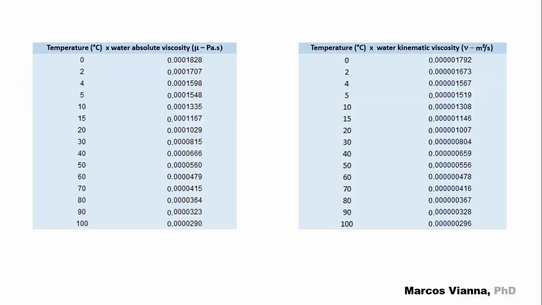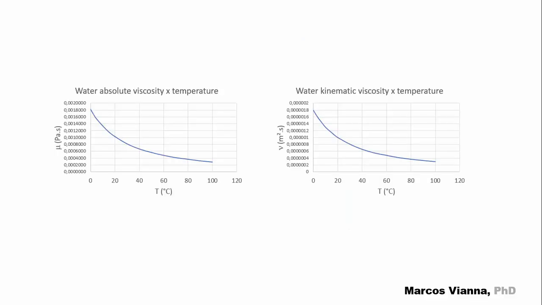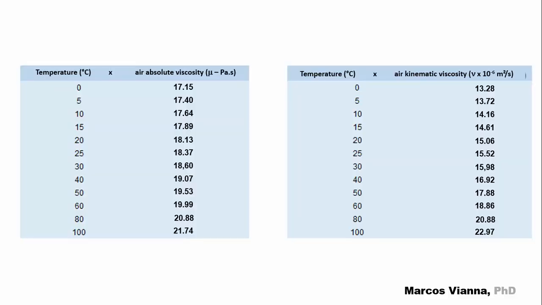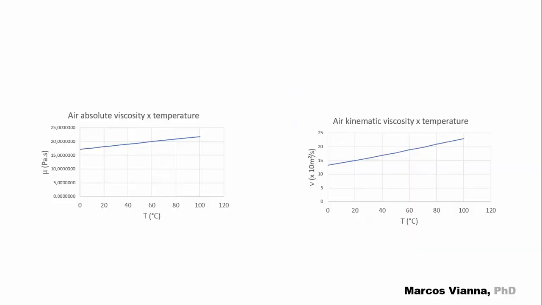See these tables. They show the water absolute and kinematic viscosity variation with temperature. These graphics show the same variation. As we know, water viscosity decreases when temperature goes up. Now, these two tables present the air absolute and kinematic viscosity variation with temperature. These graphics show the same variation. Note that air viscosity grows when temperature grows.